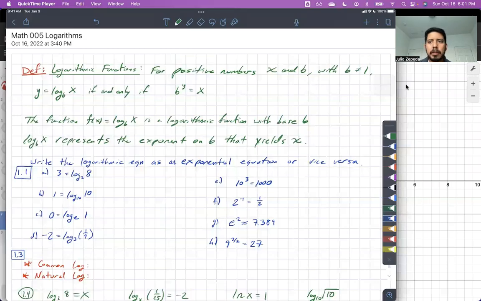All right, so today we're looking at an introduction to logarithms.